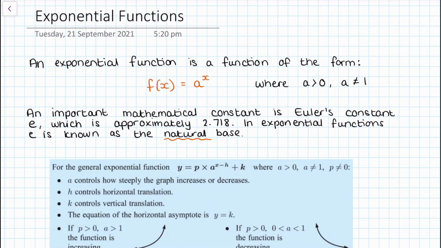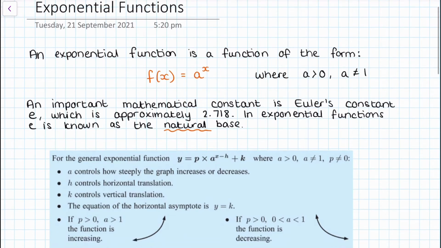Now let's look at exponential functions. An exponential function is a function of the form f of x equals a to the power of x. A is known as the base, and then x is the power or exponent. With this, a has to be greater than 0, and a can also not equal 1. An important mathematical constant is called Euler's constant, which is represented by the letter e. You may have seen that before in other things within maths. It's approximately 2.718. And in exponential functions, e is known as the natural base.